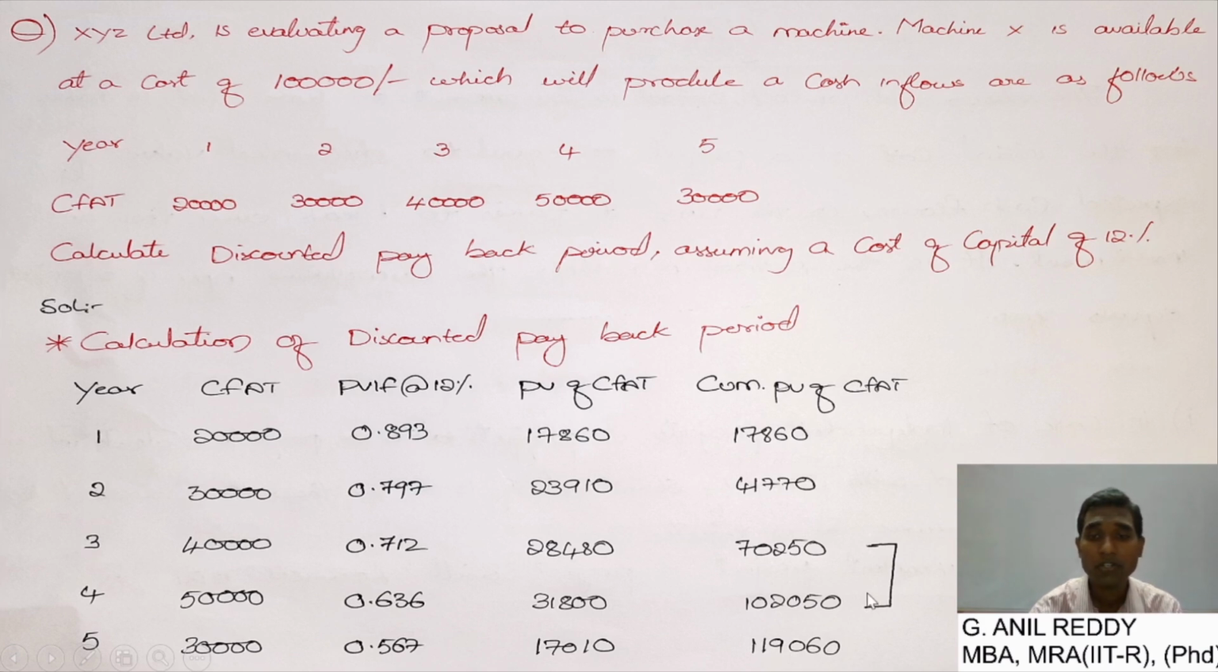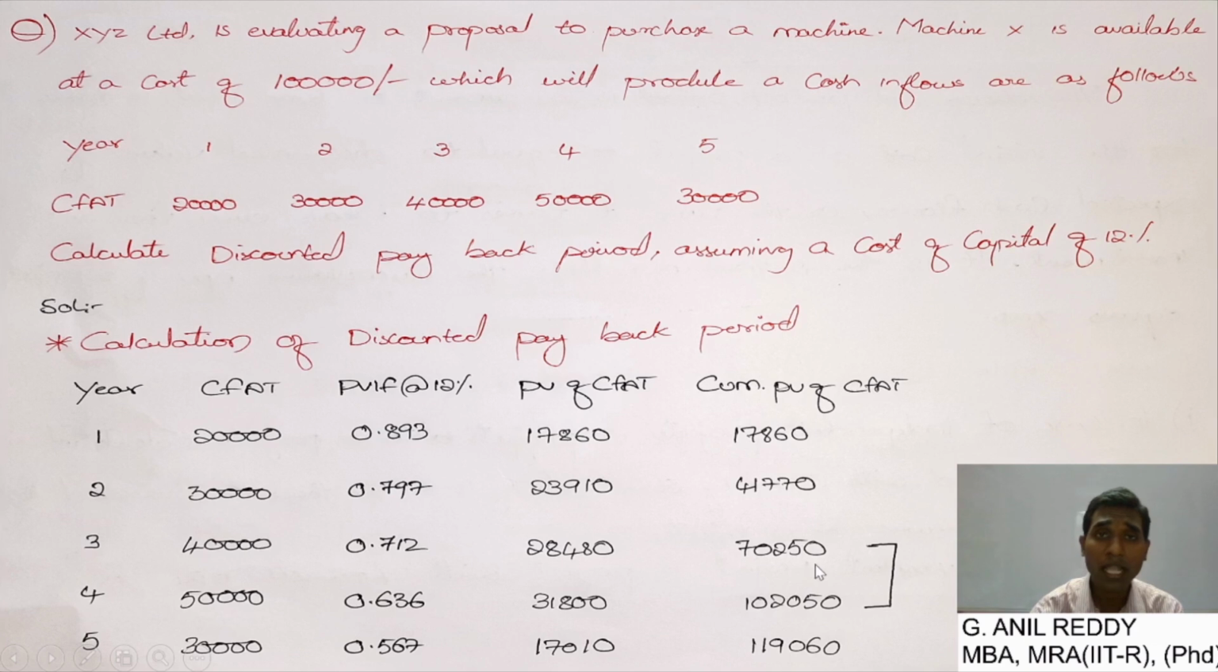Now what should I do after finding the cumulative PV of CFAT? Let us check the cost of the machine. The cost of the machine is 1 lakh, which means your investment, CO, is 1 lakh. Now you need to look into which slab this 1 lakh falls in. You can see this 1 lakh is recovered between the third and fourth year.